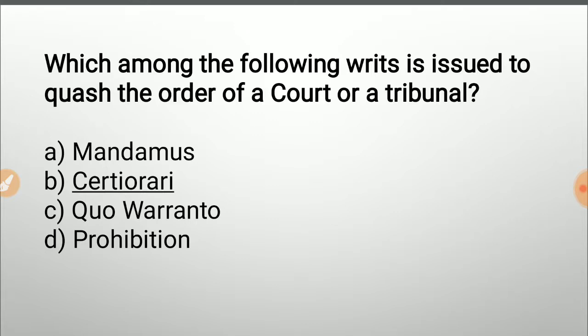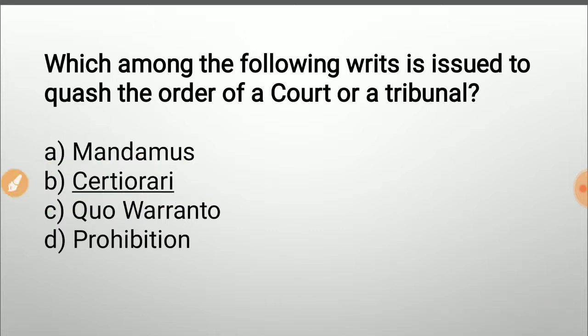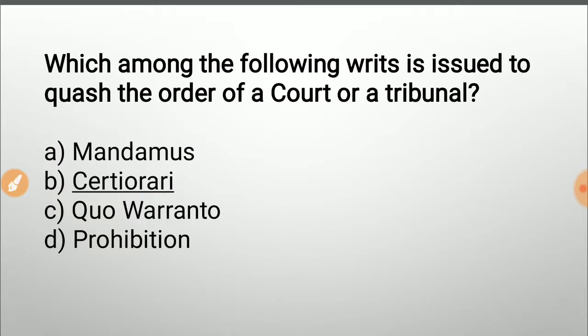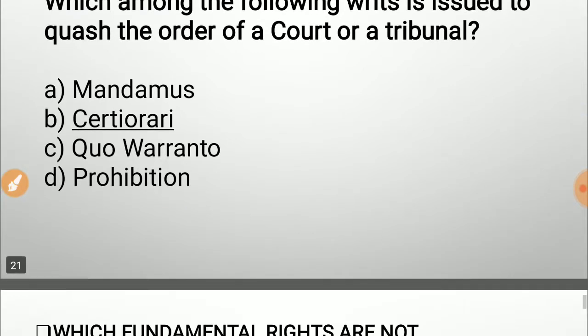Which among the following writs is issued to quash the order of a court or a tribunal? The correct answer is certiorari. Certiorari is issued to a lower court or a lower tribunal. Obviously, if it is issued by a Supreme Court or a High Court, then they can only issue it to their lower divisions or lower benches. Now, the other ones, mandamus means we command, to command some public office or some public servant to do something. Quo warranto, we have already discussed. Prohibition, we will discuss in the forthcoming videos.